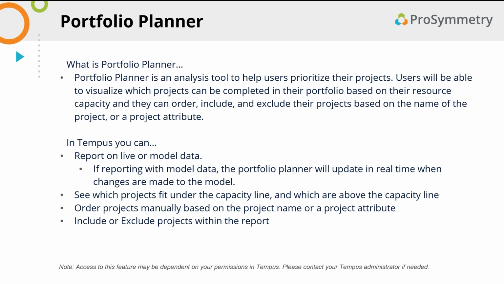In Tempus, you can report on live or model data. If reporting with model data, the Portfolio Planner will update in real time when changes are made to the model. Additionally, you can see which projects fit under the capacity line and which are above the capacity line. You can also order projects manually based on the project name or project attribute. You can also include or exclude projects within the report.